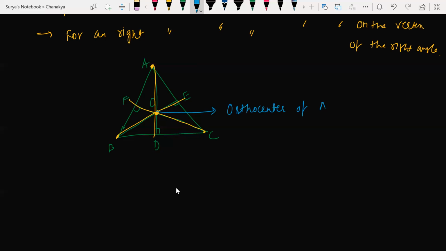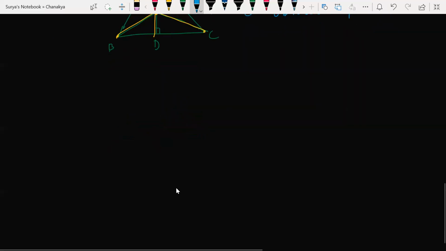Orthocenter of triangle ABC is equal to O. Simply, what I'm trying to say here is that O is the orthocenter. Here O is equal to the orthocenter. This is the basic idea. Any doubts? No, sir. So now we'll talk about the orthocenter formula.